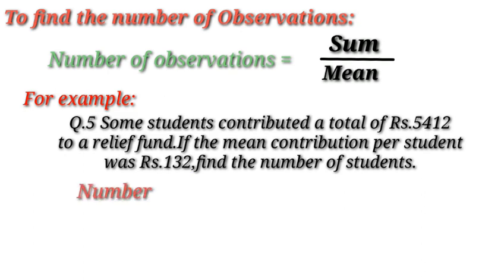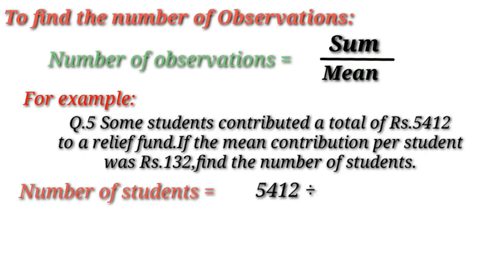So let's calculate. Number of students equals 5,412 divided by 132. That is sum of observations divided by mean. And that is equal to 41. Hence the number of students is 41. Clear?